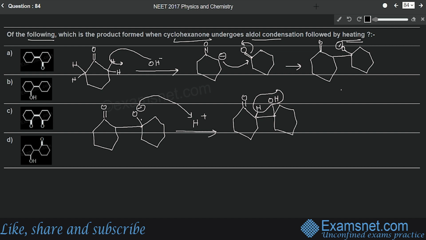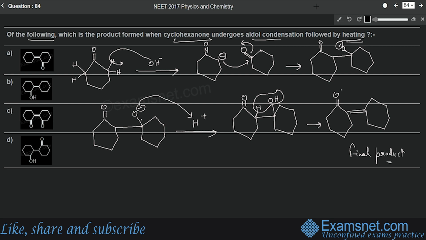So there will be a formation of another bond, so a double bond will be there. So this is the first molecule with a keto group. Now a double bond has been formed between these two molecules because another alpha hydrogen has also been removed. So this is what the final product will look like.